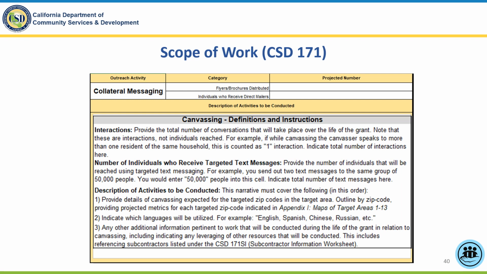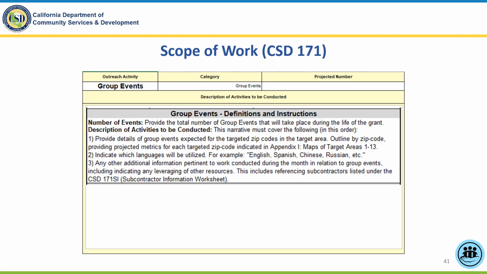Let's move on now to group events. Under the group events category, again, applicants should follow the definitions and instructions for entering projections and the description of activities to be conducted. Applicants must indicate the total number of group events it will conduct during the contract term. If your organization will not be conducting group events as an outreach strategy, leave the projection blank and type NA or not applicable under description of activities to be conducted. A few things to highlight for group events.